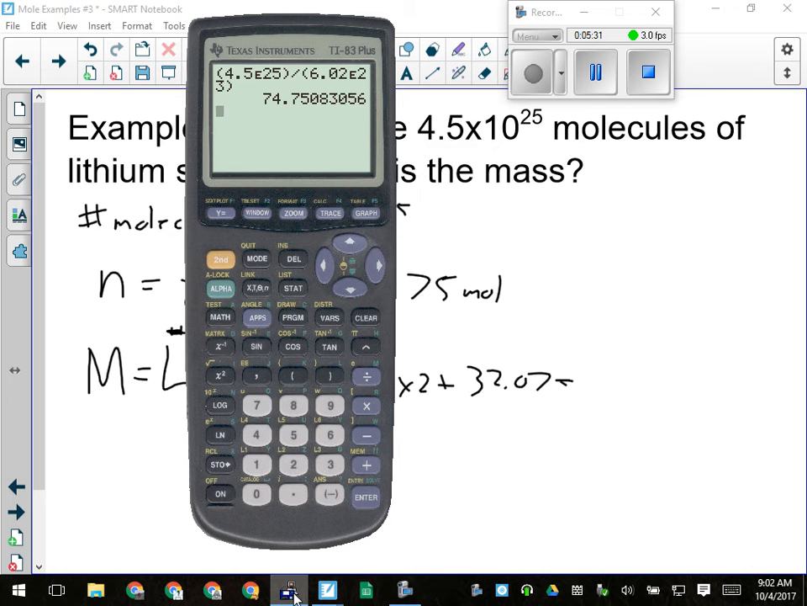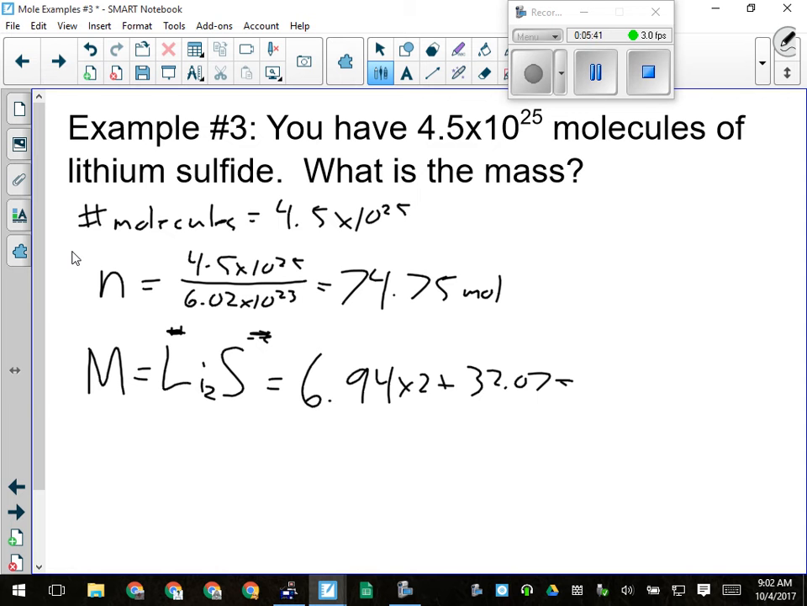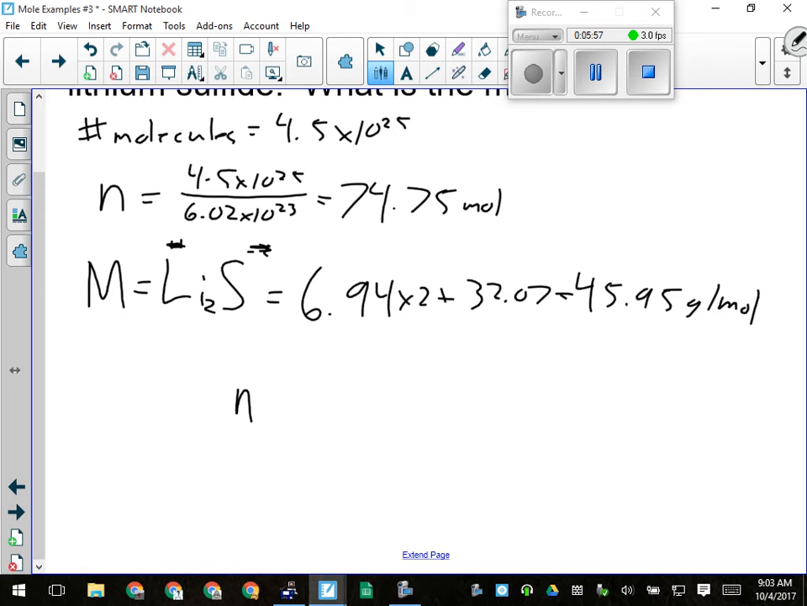Okay, so 6.94 times 2 plus 32.07. Okay, it's 45.95 grams per mole. Okay, I now have N and I have big M. So can I calculate the number or the mass of this stuff now? Okay, but I have to manipulate the mole equation before I can do that.